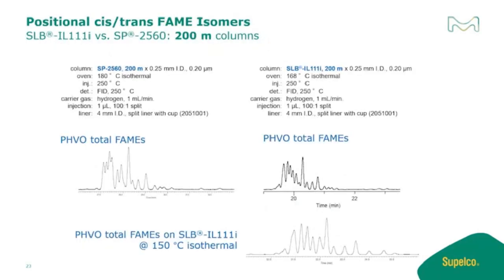A little bit closer, where we're going in and optimizing and actually looking at a 200-meter column to improve the separation, and you can see at the very bottom chromatogram where we've optimized the separation using 150 degrees, a slightly lower temperature, we can resolve almost all of the positional geometric C18:1 FAME isomers on the 200-meter SLB-IL111.